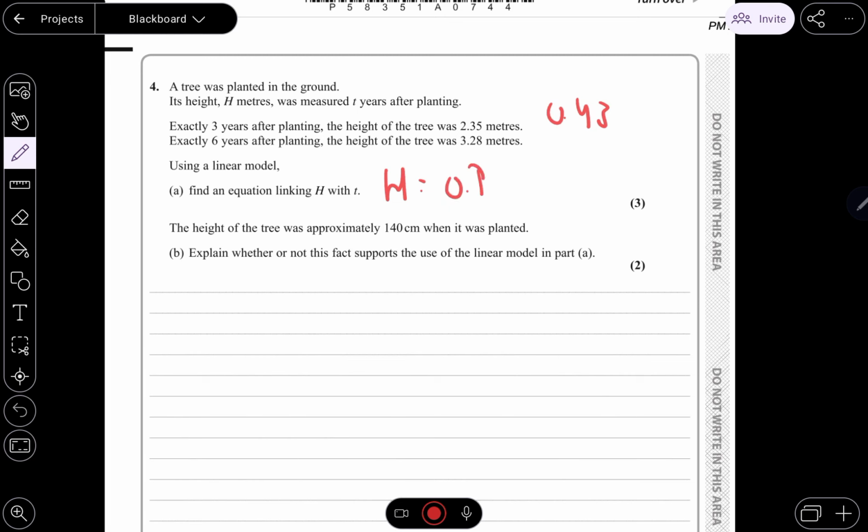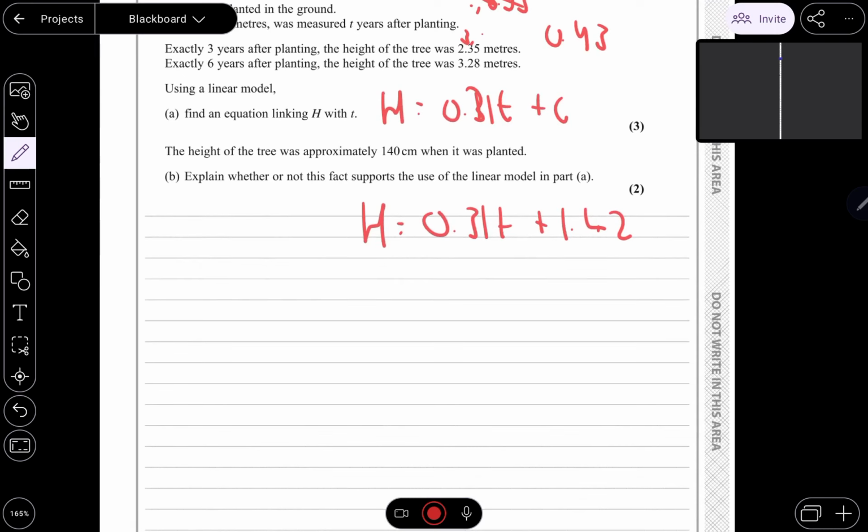0.31 t. And then I guess we know that it goes to the point 3, 2.54. Like this is 3 comma this. So let's just put a plus c here. If we put in t is 3, 0.31 times 3 is that 0.93 that we saw before. And then we're going to take away, what am I even going to do with that? We know it goes to there, so let's do 2.35 minus 0.93. And we get 1.42. So h equals 0.31t plus 1.42.